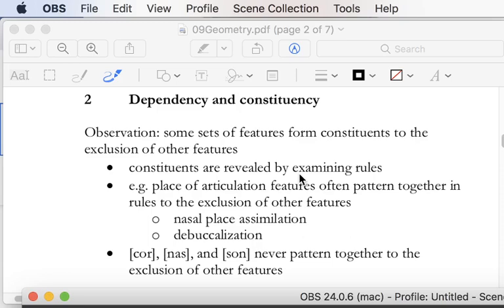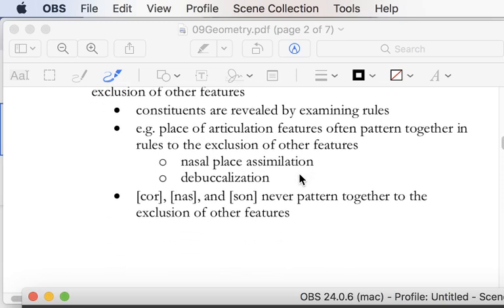Examples: nasal place assimilation, which we've seen over and over and over again in this class, seems to involve all the place features at once, but doesn't necessarily involve any other features, although in some cases it can. It can also just be place features by themselves. Similarly, debuccalization, which we've now seen several times last semester and this semester, seems to involve delinking all of the place features at once. Compare this to coronal, nasal, and sonorant, on the other hand.